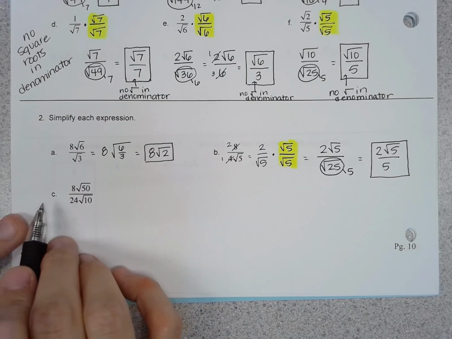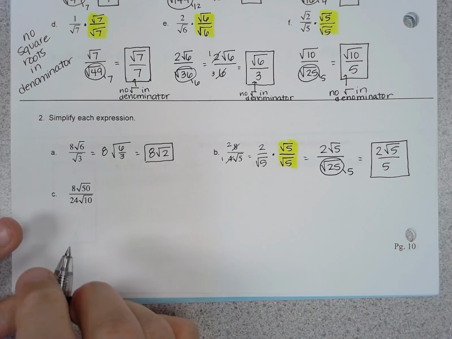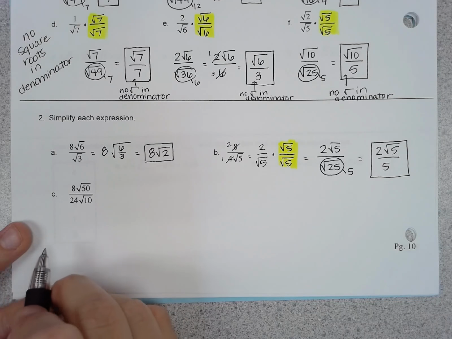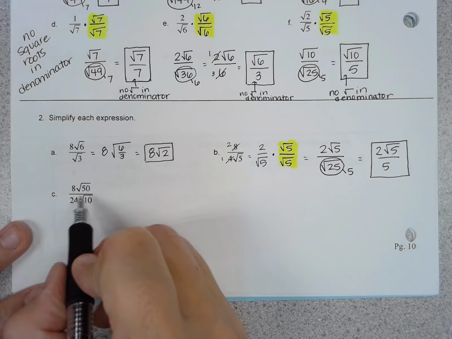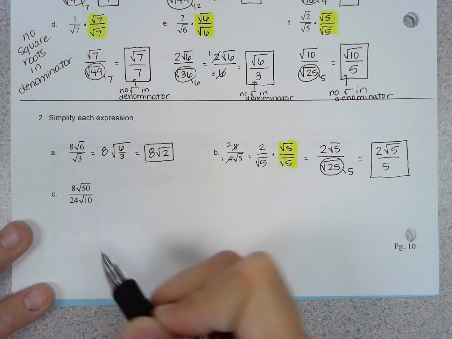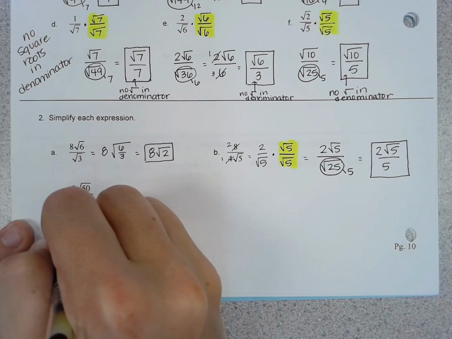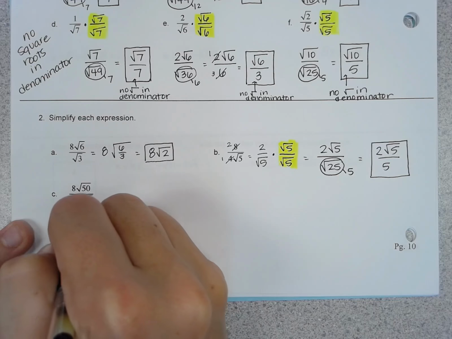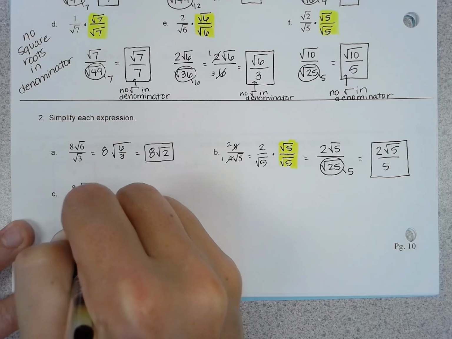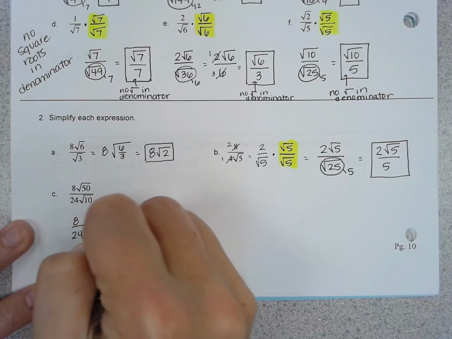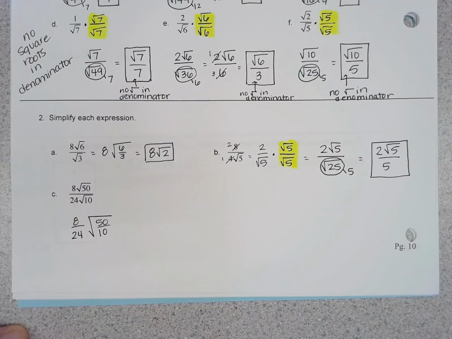All right, last but not least, on letter C, I think that this problem would also be easiest to solve if you took the 50 and the 10 and kind of squished them back together. So you're going to have 8 over 24, which will simplify in 1 second. And then underneath the big square root, you're going to have 50 divided by 10. And so there's 2 things that can change on this one.